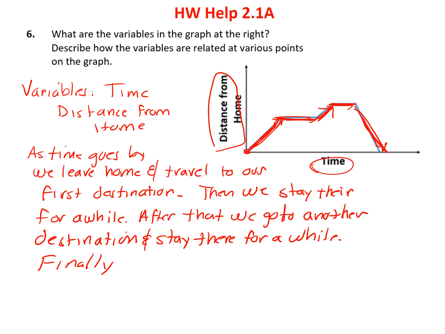Finally, our last section here, we go back home. This could be a scenario, for example, we might drive to a restaurant and stay there and have lunch. And then before we go home, we go to the store and pick up some hardware or something, and then we drive back home. That's the kind of graph that's marking off.